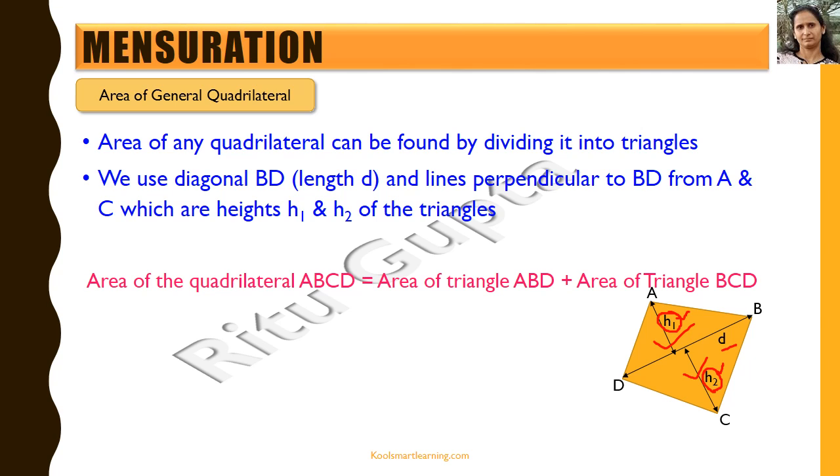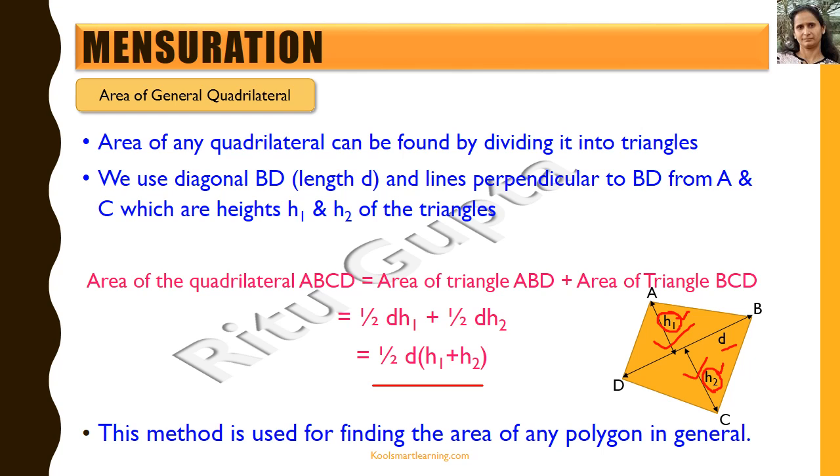So area of the triangle ABD is given by half into D into H1, plus half into D into H2. Now this becomes half into D into H1 plus H2. So that becomes the area of a quadrilateral ABCD.